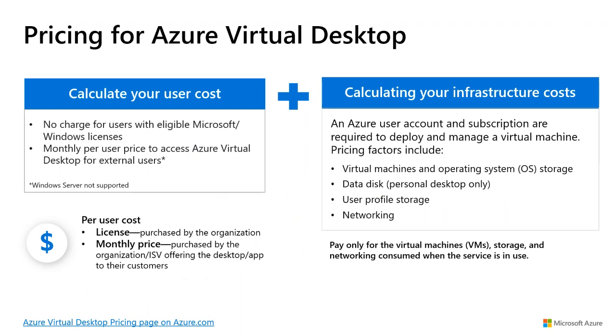Do you remember the licenses that include E3, E5, A1, A3, A5, and the cost? This is what is mentioned here.